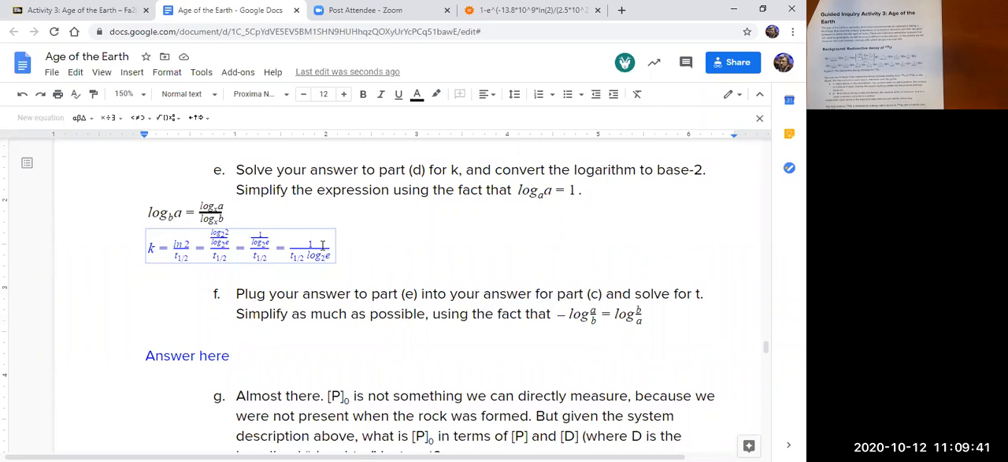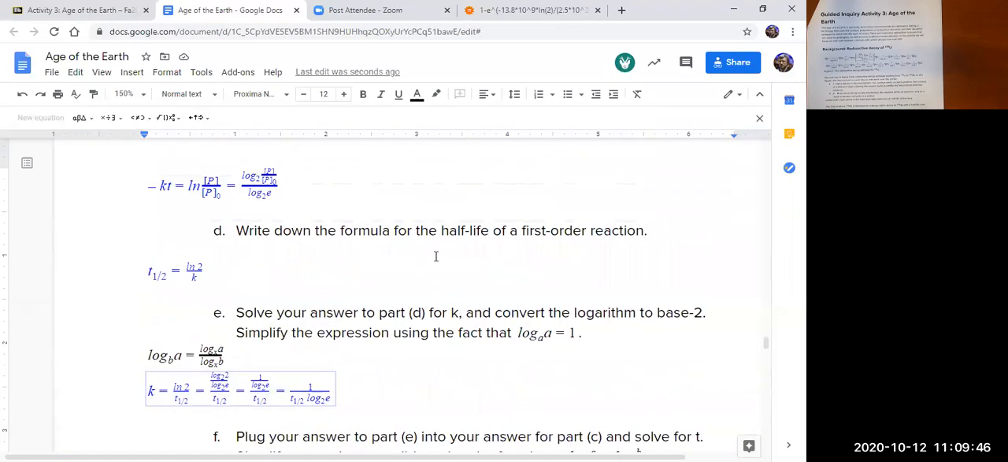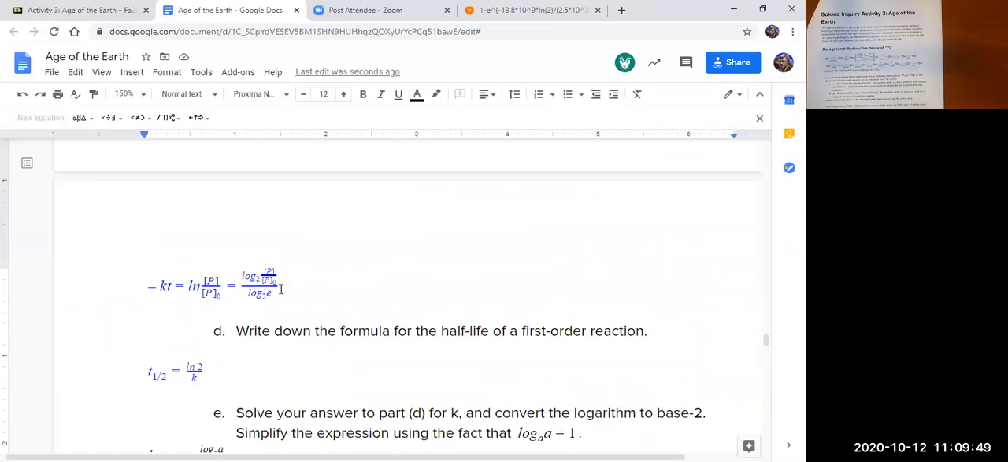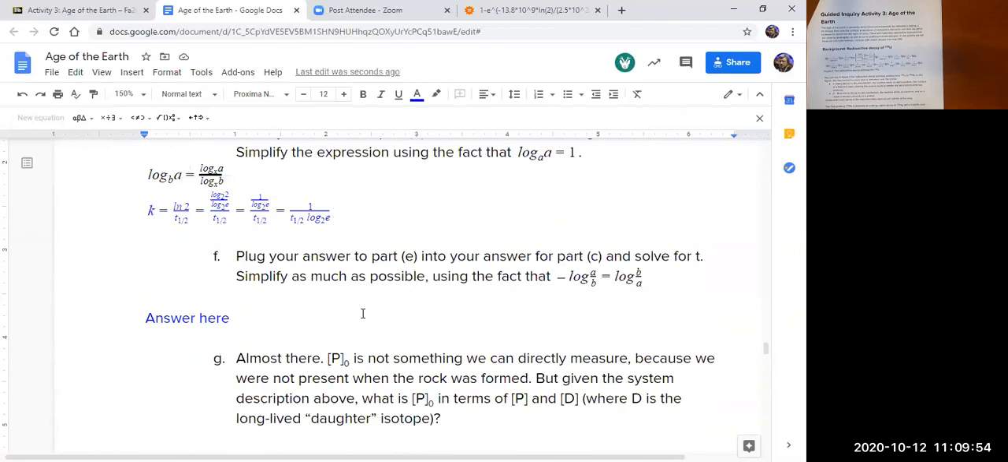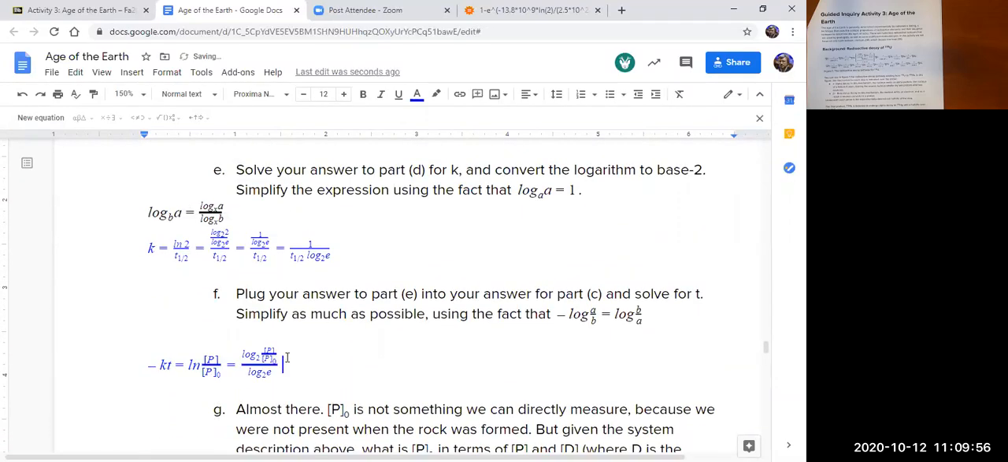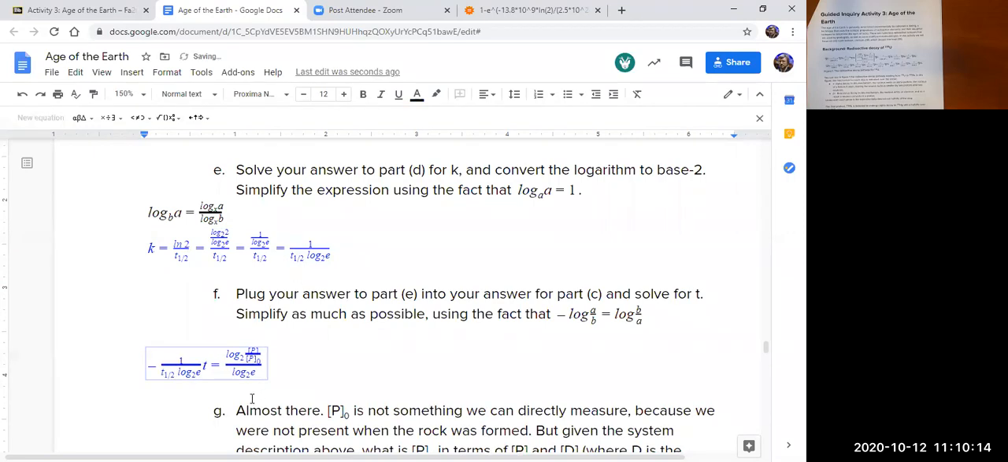Plug your answer to part E into your answer for part C and solve for t. So we are taking our answer to part C, which is this one. Put that down here, and we'll get rid of our intermediate step. Take our answer to part E and plug it in. So that's taking this and plugging it in for k. So we're just going to select k and paste. And we are now solving for t.